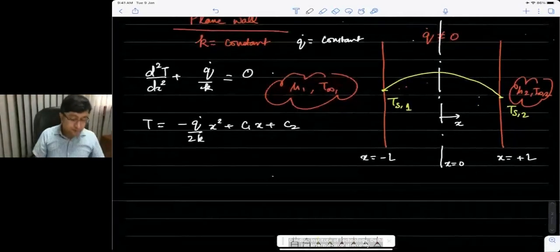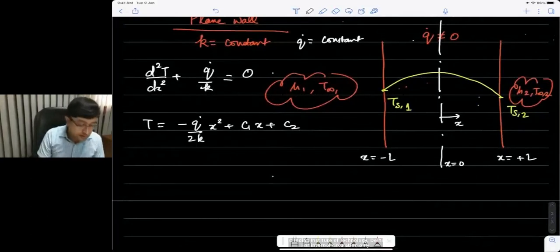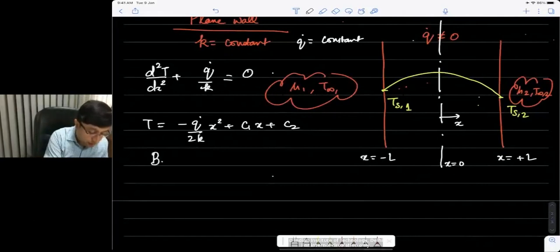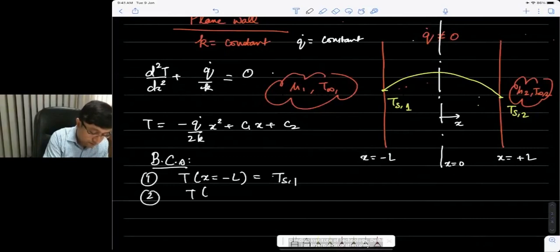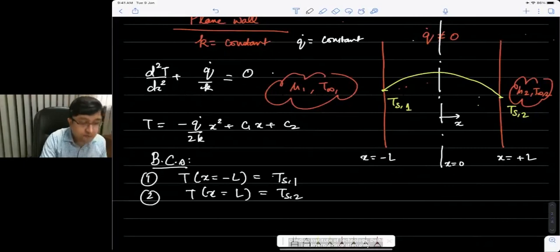And the solution, because it requires two boundary conditions, we can always solve it in terms of Ts1 and Ts2, even though these are not known. But we can apply the boundary conditions that the temperature at x equal to minus L is, let's say, Ts1, and temperature at x equal to plus L is Ts2.